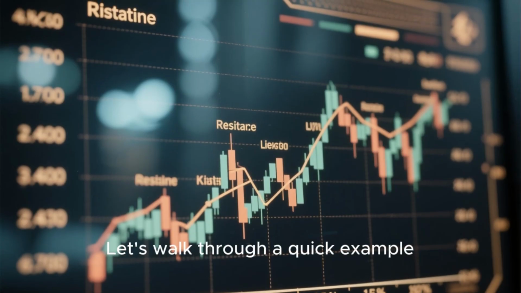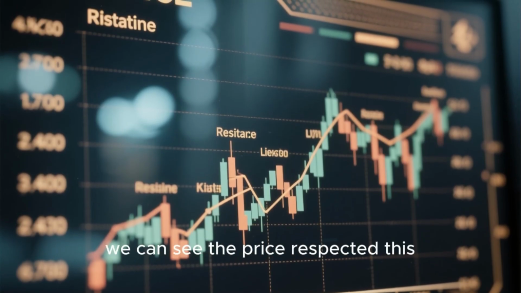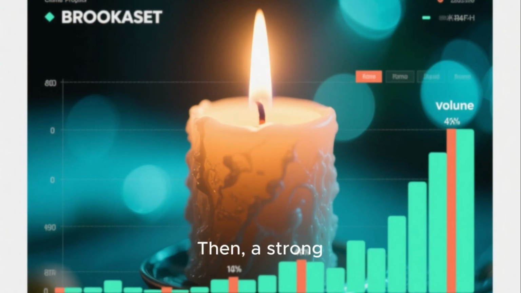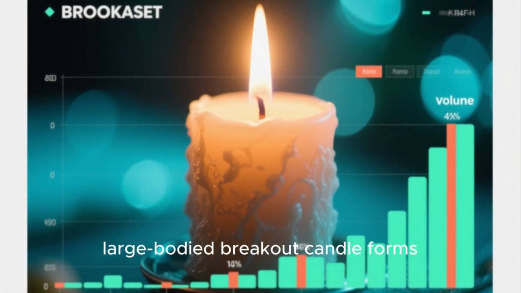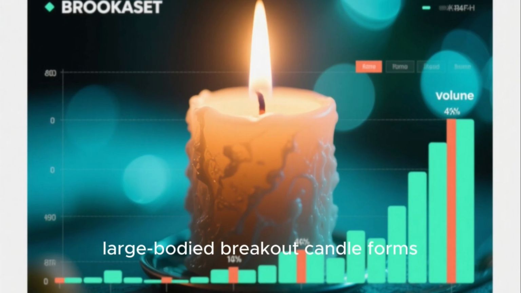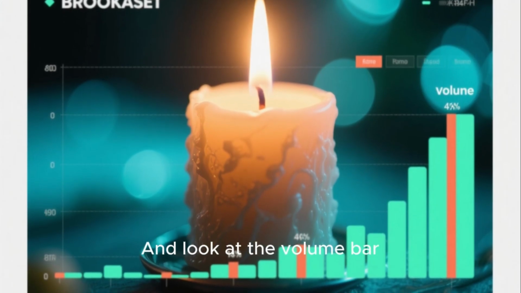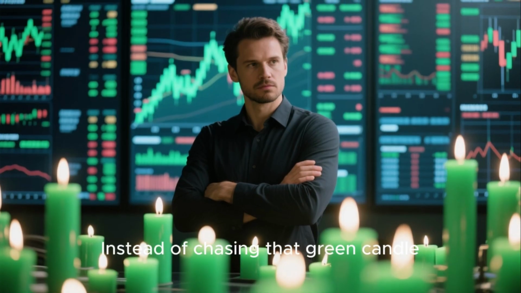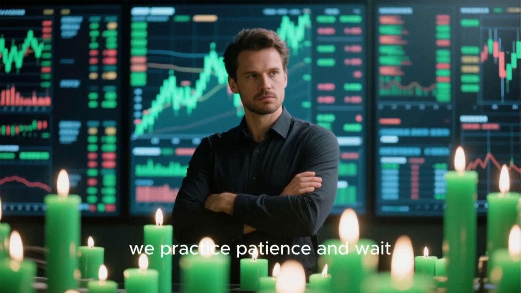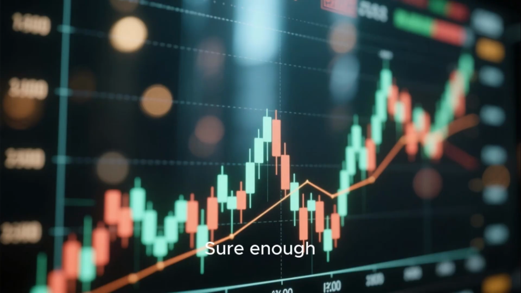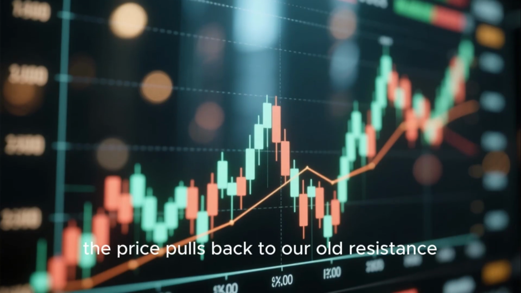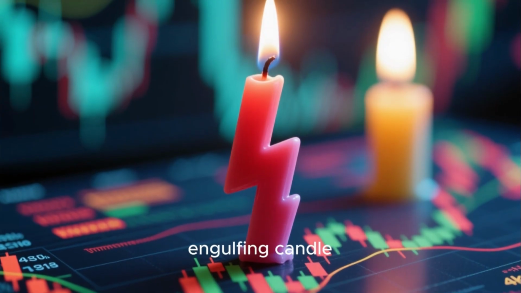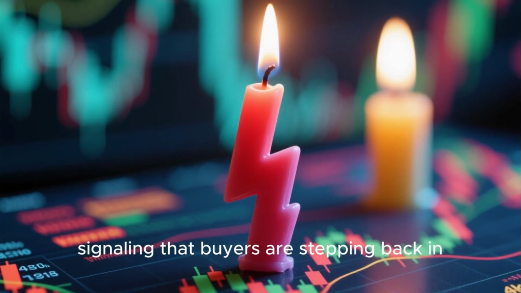Let's walk through a quick example. Here on the chart, we can see the price respected this resistance level 3 different times. Then, a strong, large-bodied breakout candle forms, closing well above the level. And look at the volume bar below, it's significantly higher than average. Instead of chasing that green candle, we practice patience and wait. Sure enough, the price pulls back to our old resistance level. Right at the level, it forms a beautiful bullish engulfing candle, signaling that buyers are stepping back in.